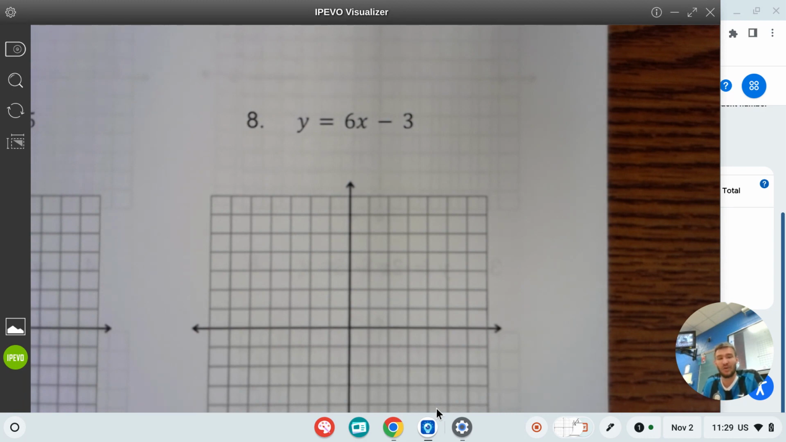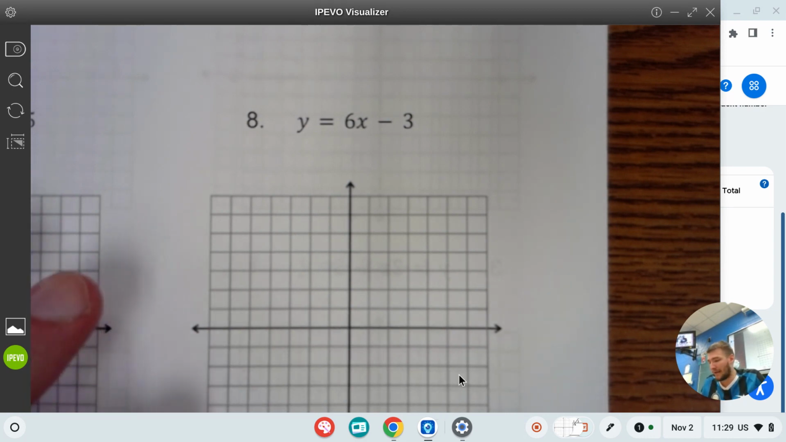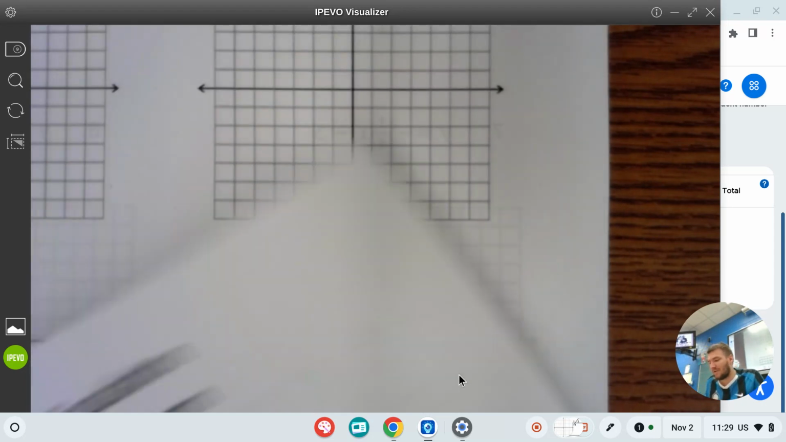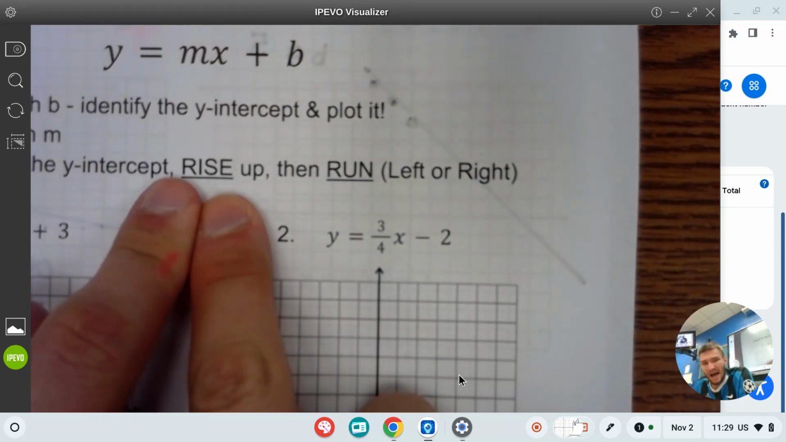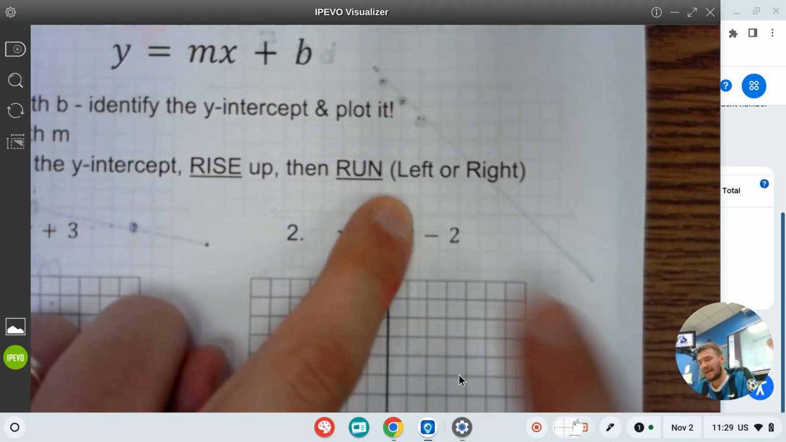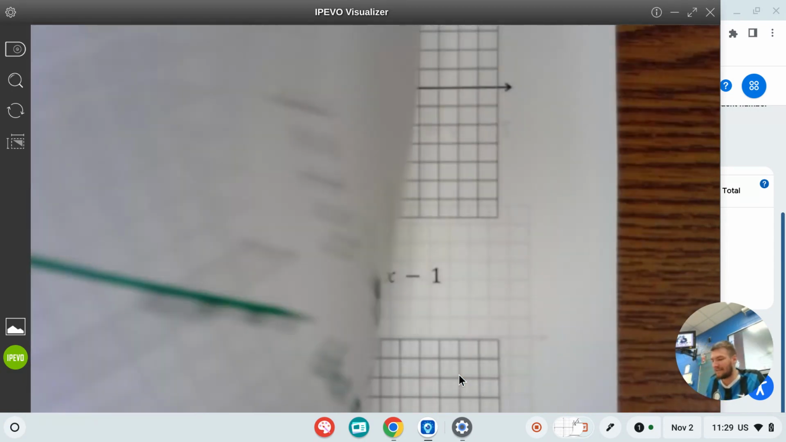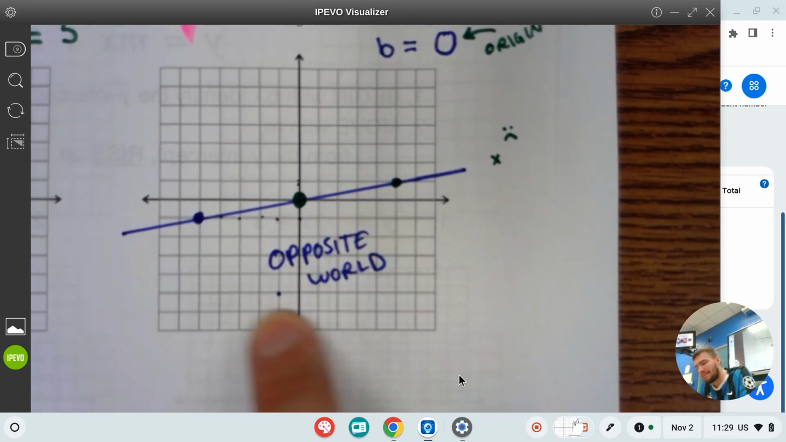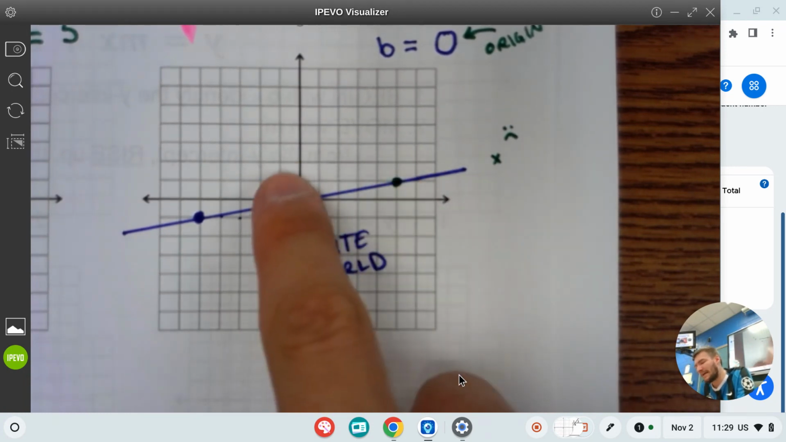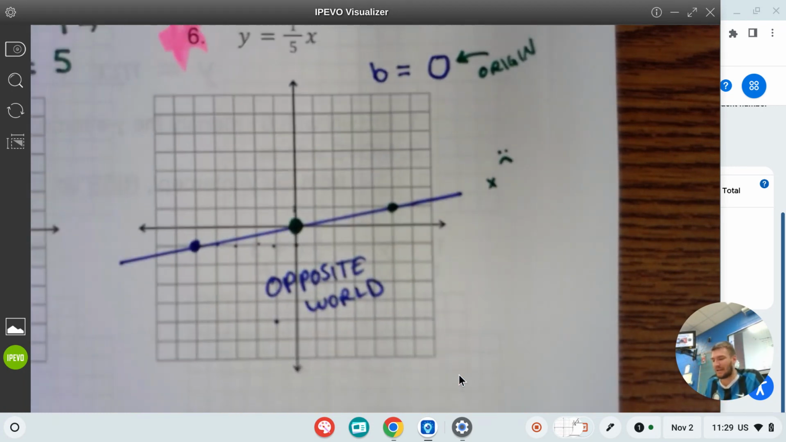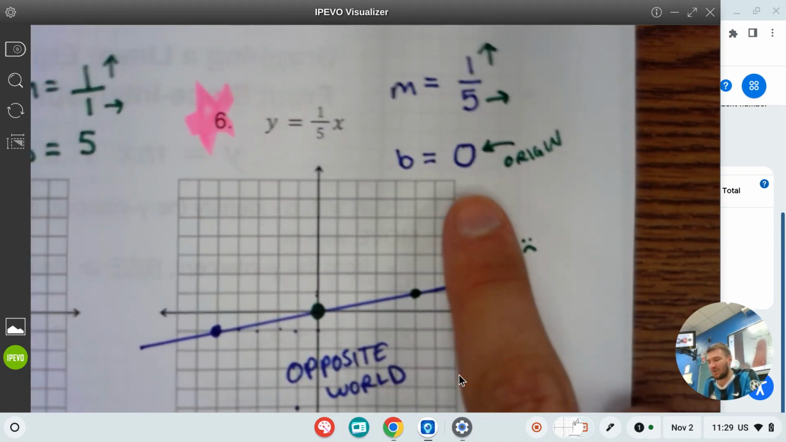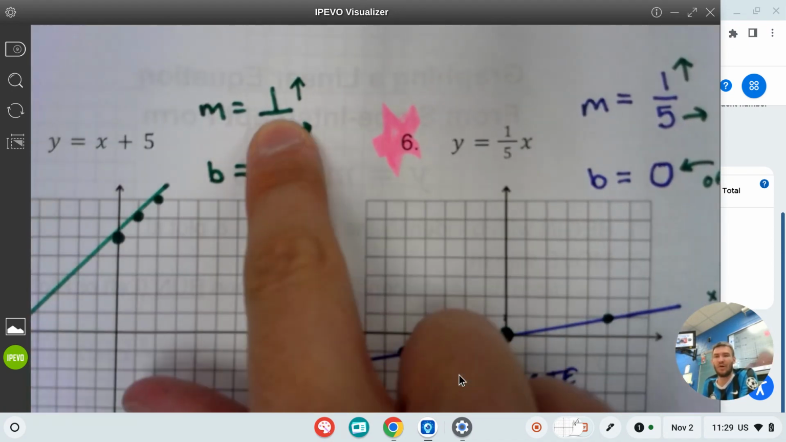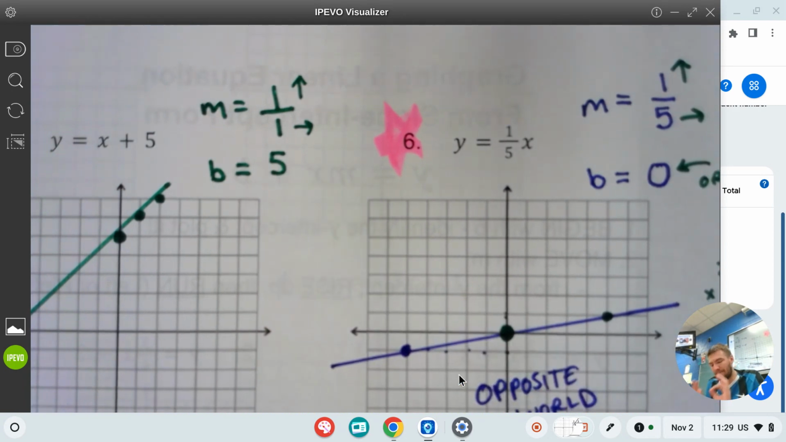I think we know how to do all these things. When it comes to graphing, remember, rise up and then run left or right. Left for negative, right for positive. Remember, if you run out of room, you got to go into that opposite world. Instead of up right, you got to go down left. Make sure it's in a straight line. Easy peasy. We also saw how if you have a number with no bottom, you divide it by 1. Very easy. Okay, we're all done with the notes. Moving on to the classwork.